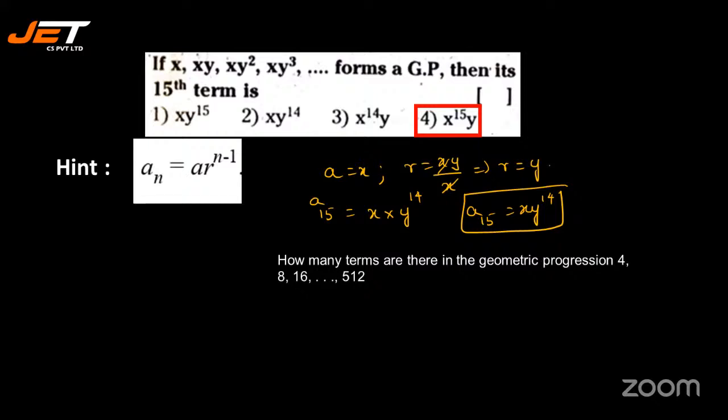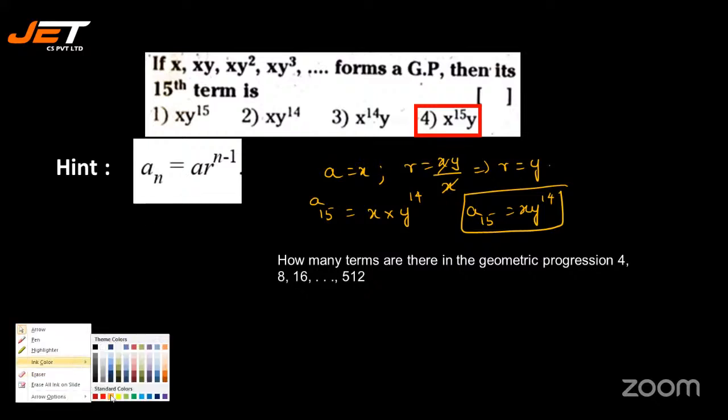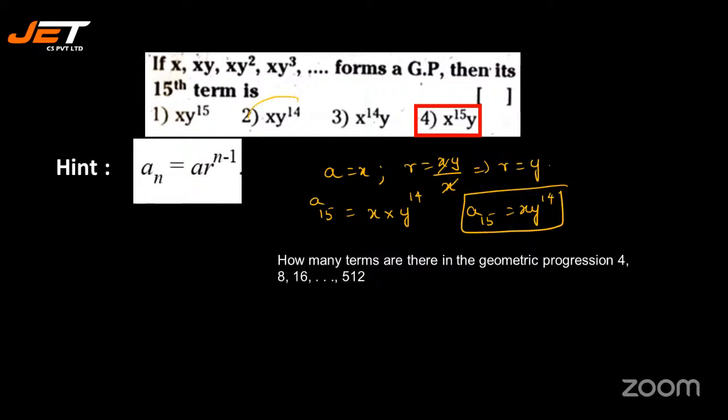Once again, xy by x, yes, it should be y. So A R. Right. So here it should be x y to the power 14. Your answer must be option 2 and not option 4. All right, let's move on to the next sum.